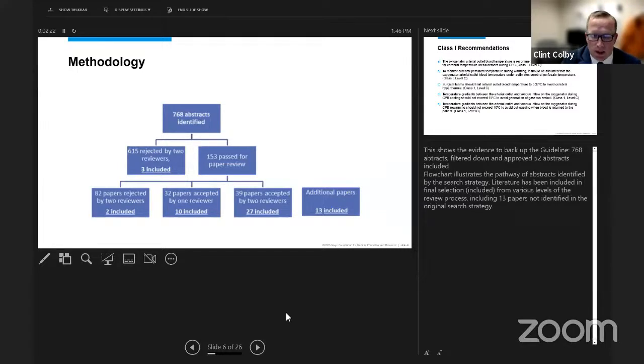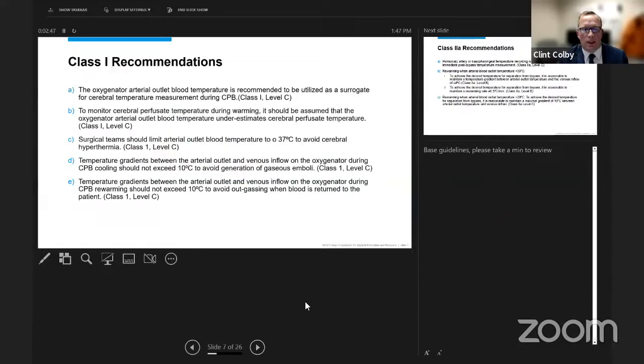768 abstracts were identified and reviewed, and only 39 of them were accepted. Those 39 were accepted by at least two of the reviewers. And then they added in 13 papers and abstracts. And from this, they have Class 1 recommendations that are strongly recommended.